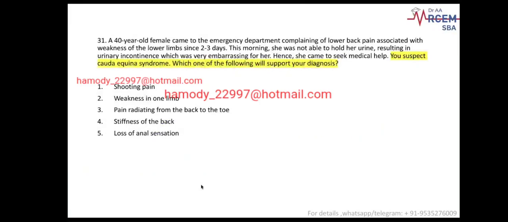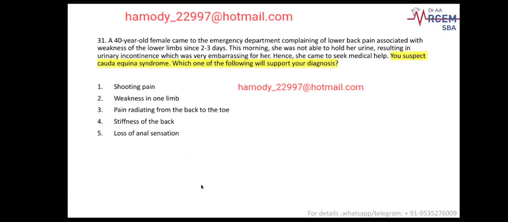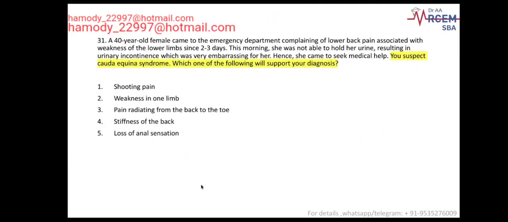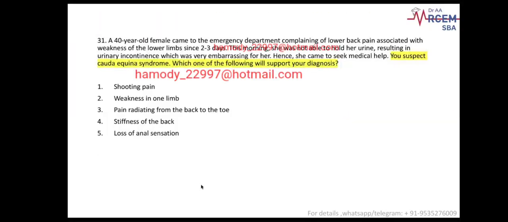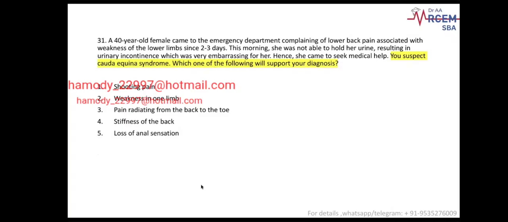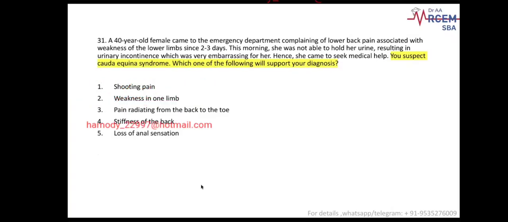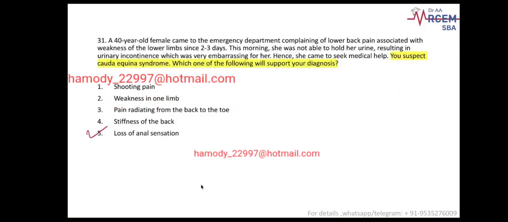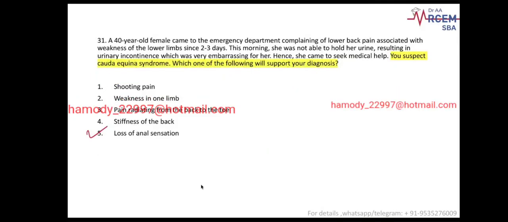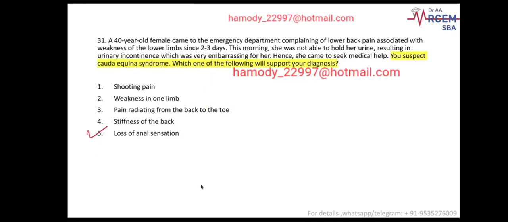You suspect a cauda equina. Which one of the following will support your diagnosis? A shooting pain, weakness in one limb, no, bilateral it has to be. Pain radiating from back to the toes, suggestive of sciatica. Stiffness at the back is more suggestive of muscle spasm. Loss of anal sensation or anal tone is the right answer. Loss of anal tone along with loss of anal sensation and perianal sensation are more specific for a cauda equina.